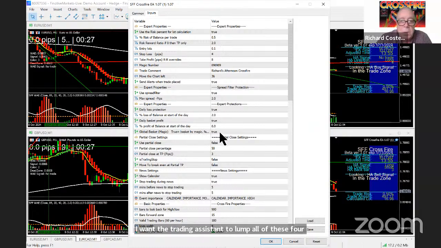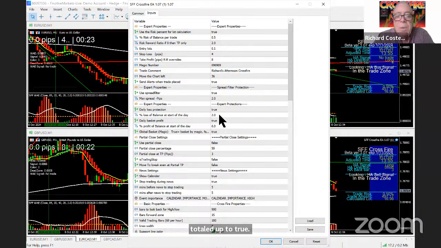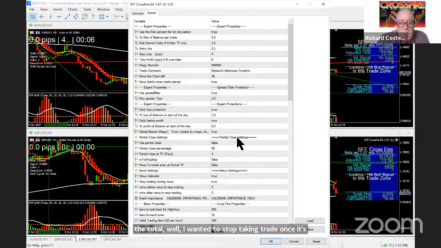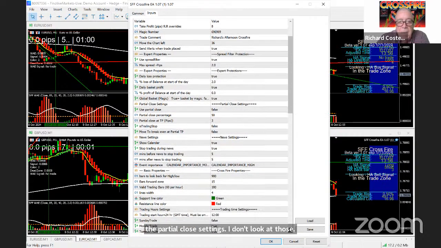So I've toggled that to true, and that means that 0.5% per pair potential loss becomes 2% total, and my total, well, I wanted to stop taking trades once it's got to 6% for the day or for the session. Ignore the partial close settings. I don't look at those. I've got my new settings.